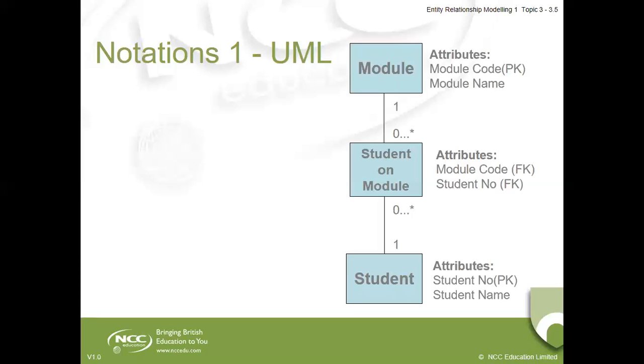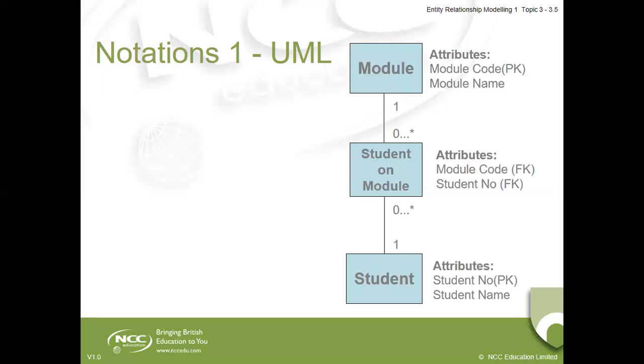Okay, then we've got a student on module, attributes: module code, student number. They are the same attributes as in the student table. But in the student on module, if you look at these, they are all foreign keys, because this table is made out of module and the student. The module code comes from the module table, and the student number from the student table. And all of them are foreign keys.